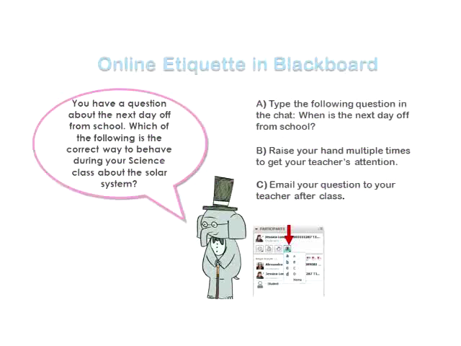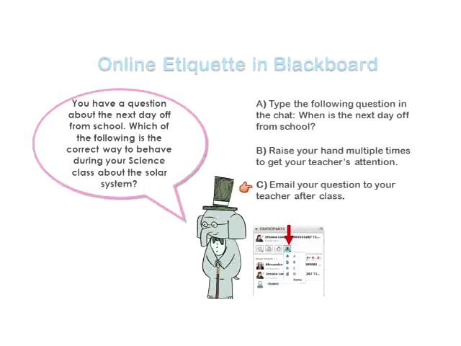So here's an example for you. You have a question about the next day off from school. Which of the following is the correct way to respond or behave during your science class about the solar system? Is it A, type the following question in the chat, when is the next day off from school? Is it B, raise your hand multiple times to get your teacher's attention? Or is it C, email your question to your teacher after class?